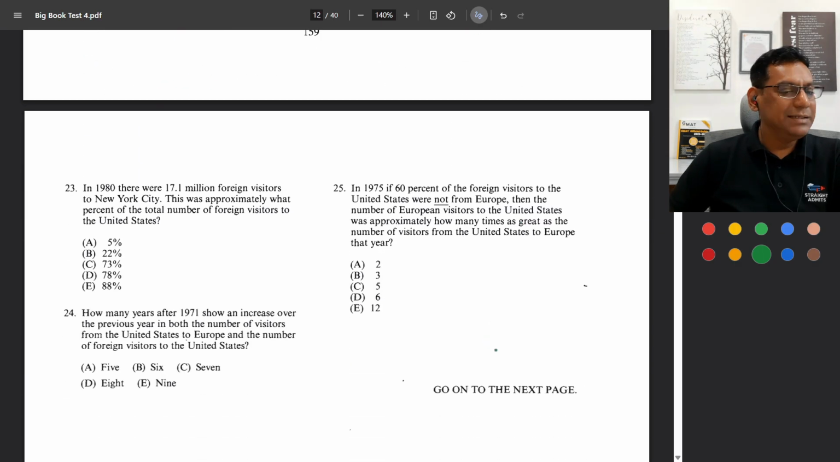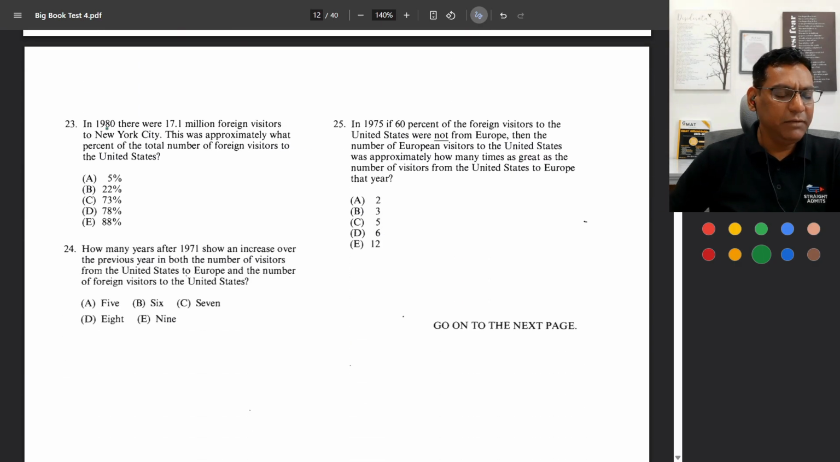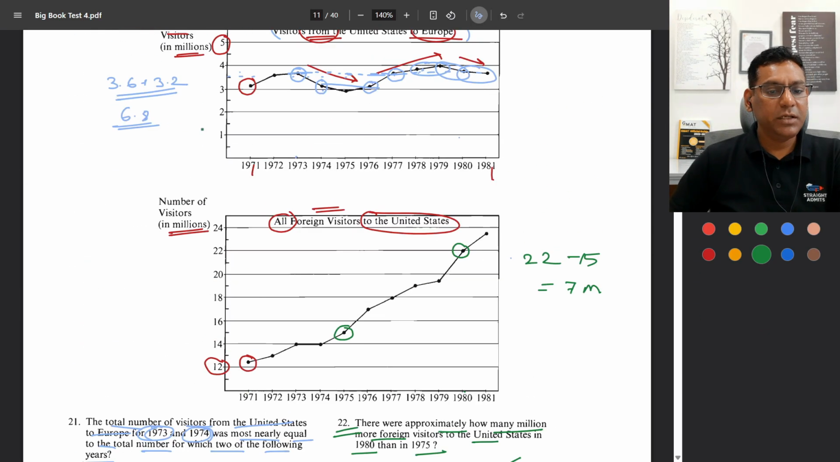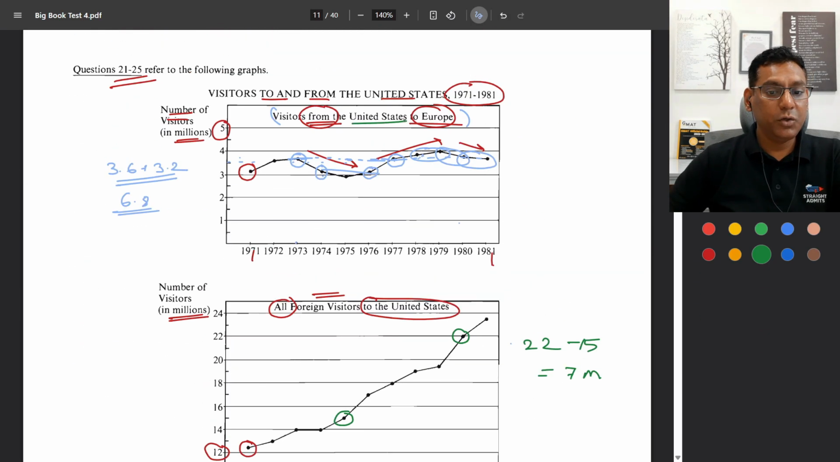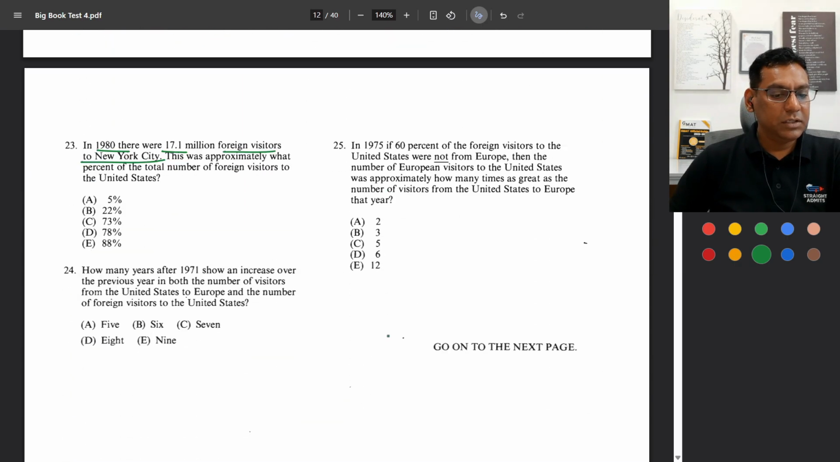This is kind of on the easier side, this whole set. Even the graphs are pretty straightforward. In 1980, there were 17.1 million foreign visitors to New York City. Okay. Do I have any information about New York City here? No. This is all about United States, the total United States. Okay. All right. So this is some extra information. In 1980, all foreign visitors to New York City was 17.1. That was approximately what percent of total foreign visitors to the US?